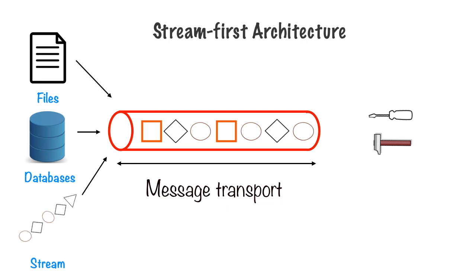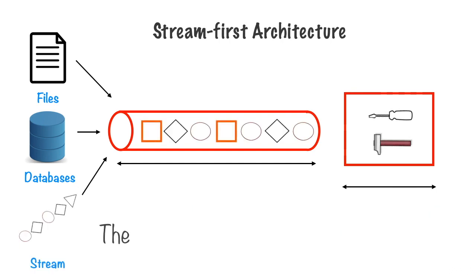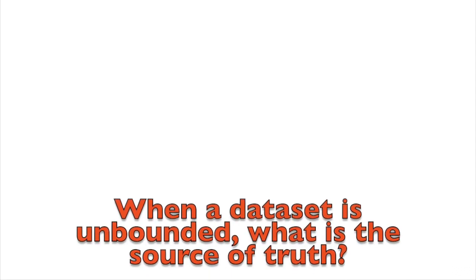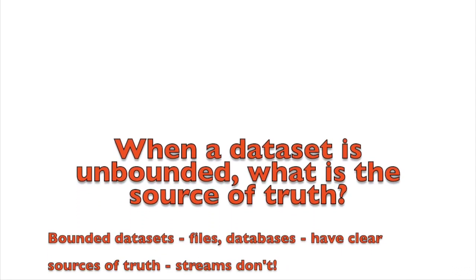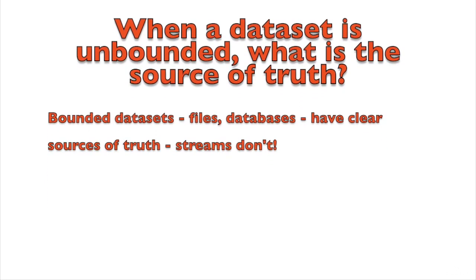It lines up all of the events, all of the data items nicely and sends them into a data processing layer. This is the stream processing application, which could be in Dataflow or BigQuery or anything else. In this use case, the stream is the source of truth because, as we saw, data is persisted in the stream until it has been acknowledged by the receivers or the subscribers. So, to answer the question that we had posed at the start of this video, when a dataset is unbounded, the source of truth is usually just the stream or the message transport layer, which buffers the senders from the receivers.